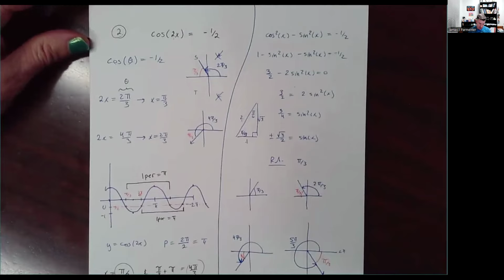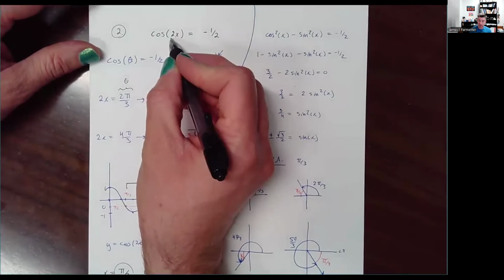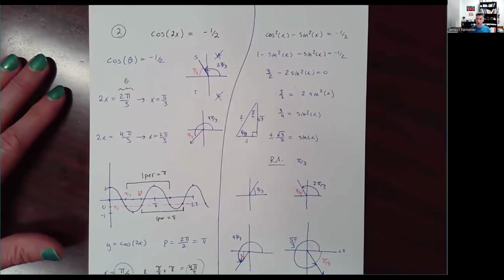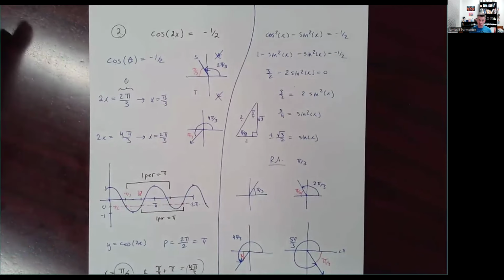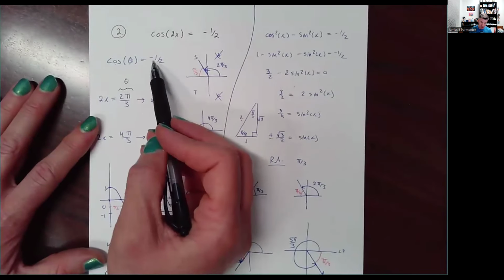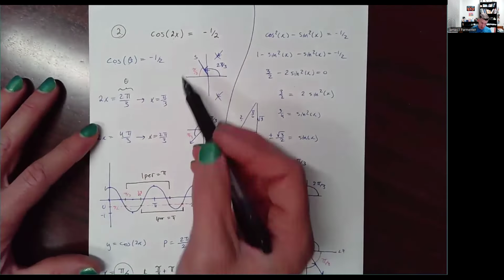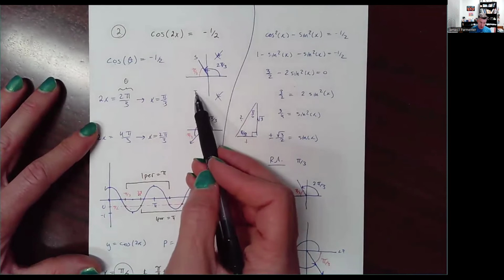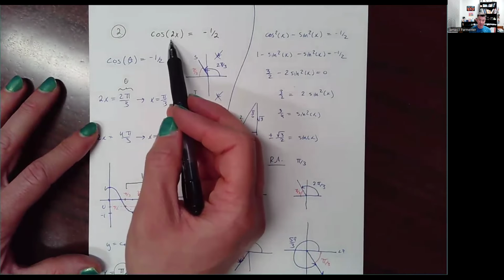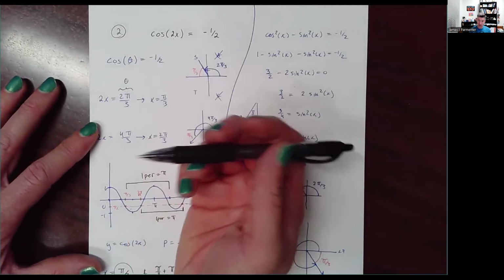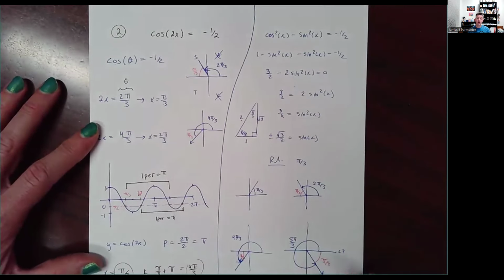Typically, this number here, that coefficient of x, is going to be the multiplication factor of the number of answers. So usually, cosine of theta equal to -1/2 would have 2 answers, one in quadrant 2, one in quadrant 3. So that 2x there, that 2 is going to double the number of answers. Since we need 2 answers, we got 4. Let's look at another example.